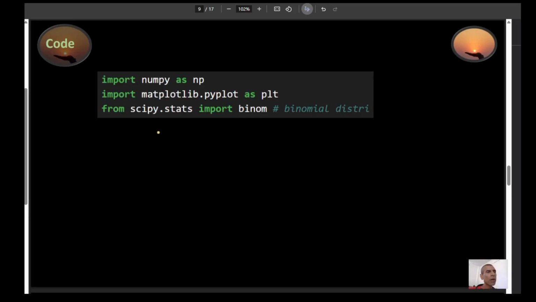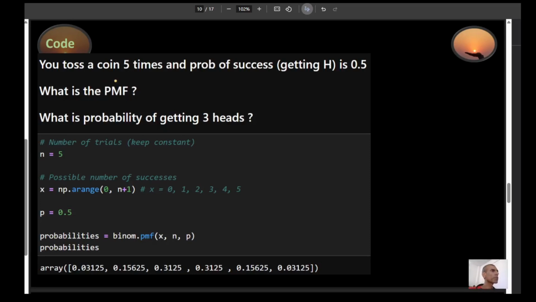Now I will show you how you can calculate all these, like the PMF, the probability mass function, using Python. The first thing I do is import NumPy, also import my visualization library, and from SciPy, I'm importing binom. This is an inbuilt method that allows you to calculate your binomial distribution. Suppose the question given to you is that you toss a coin 5 times and the probability of success, in other words getting heads, is 50%.